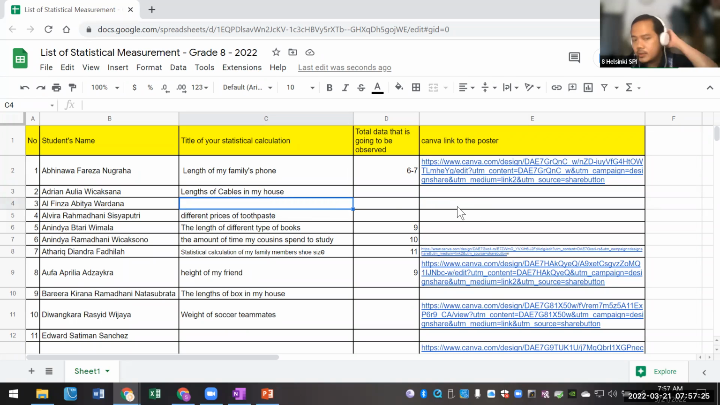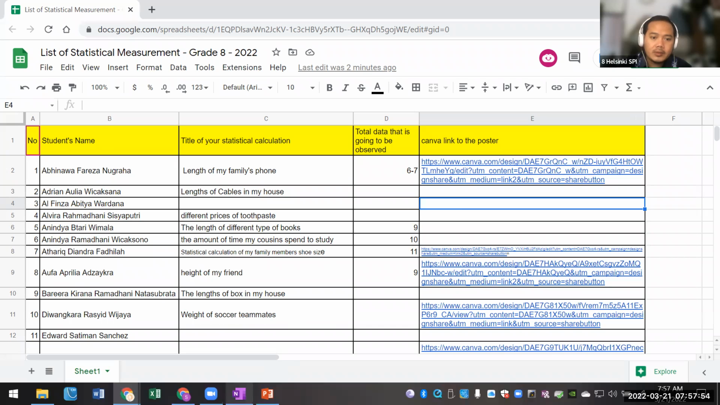It's okay. So again, go to this file and then just please put the title, and then again the data should be at least 9, and put the link to the Canva, and please set it to be visible to me. You can just set it to view only, so I cannot edit it. I just want to see what the progress is. Okay, so that's the first one.